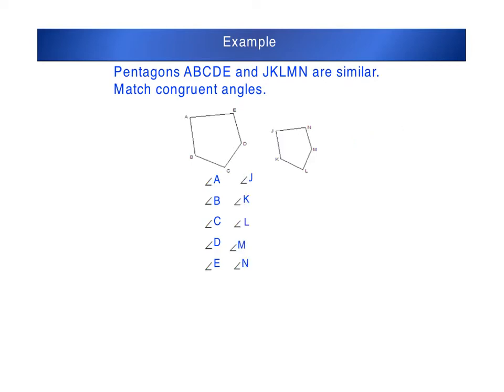And here they are. Again, it's the order. Angle A is congruent to angle J, B is congruent to K, C is congruent to L, D is congruent to M, E is congruent to N. That is what matters more than what the picture looks like. The picture can be deceiving.